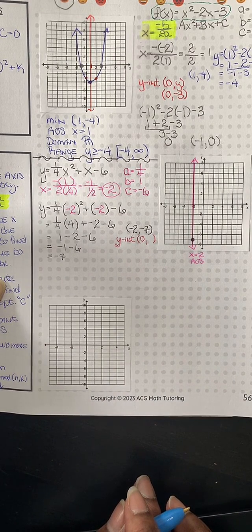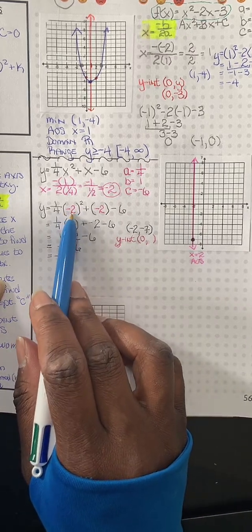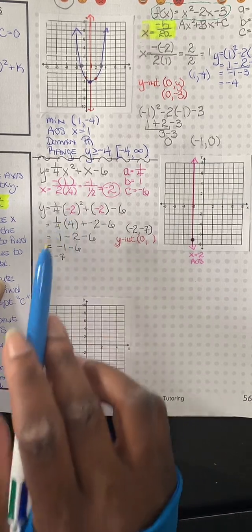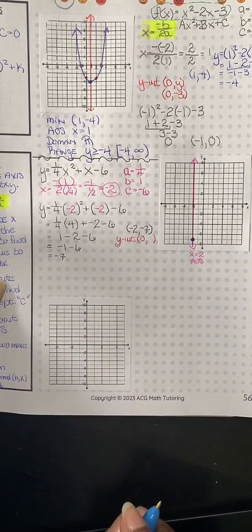Okay, why did the -2 turn to positive with the exponent? Because remember, -2 squared is -2 times -2. And a negative times a negative gives me a positive. Yes. With multiplication. There you go. Good.